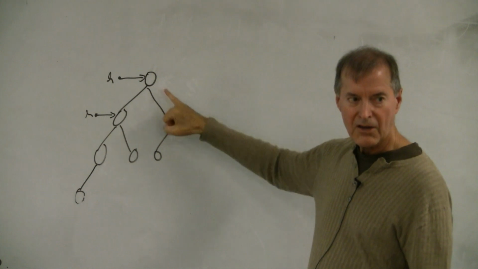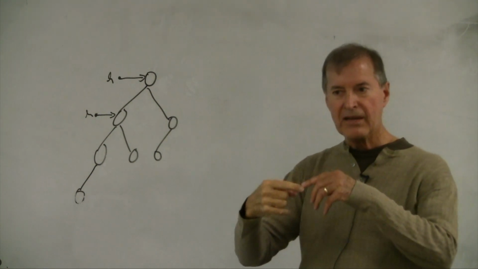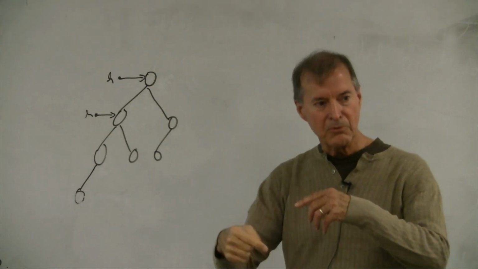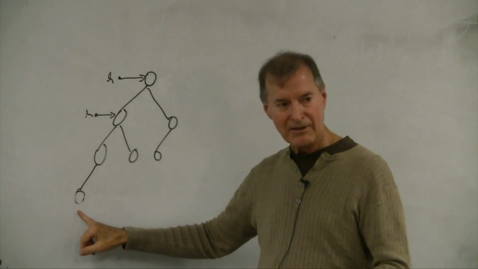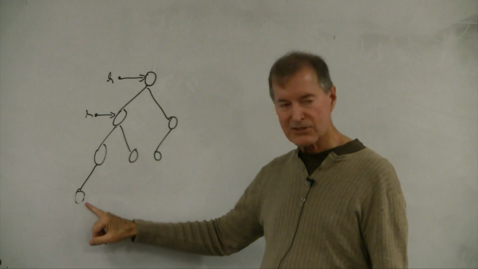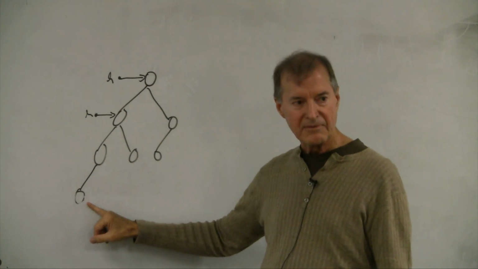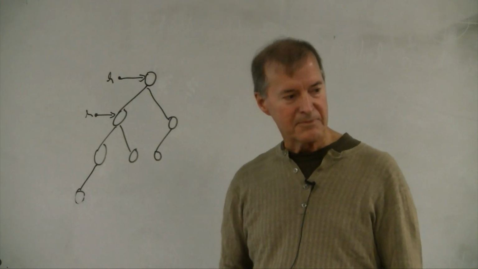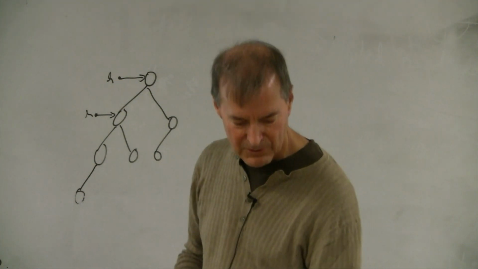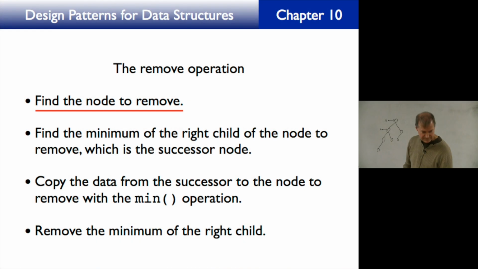Are you with me? Otherwise, what do we have to do? P has to go down, boom, boom, boom, boom, while, until it gets to this one, and then you return the data of this one. All right, so it's one if statement and one while loop. Okay, so you can code that up.